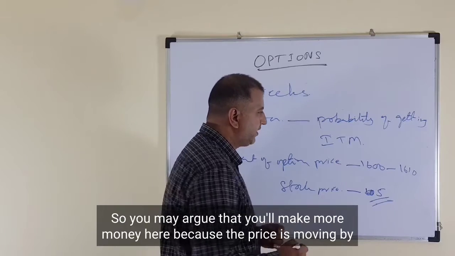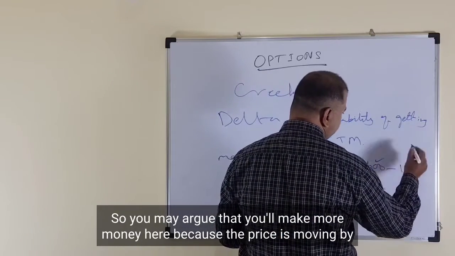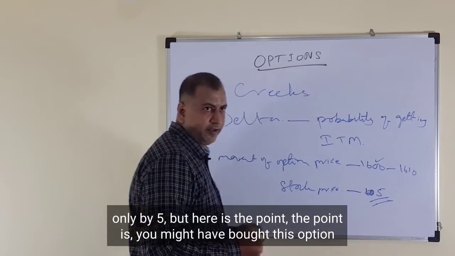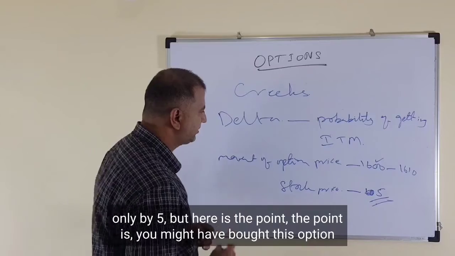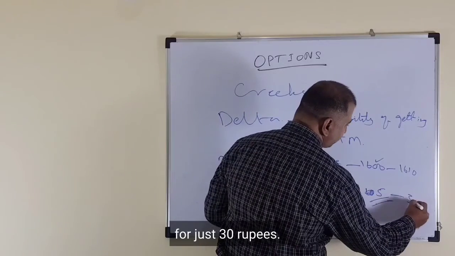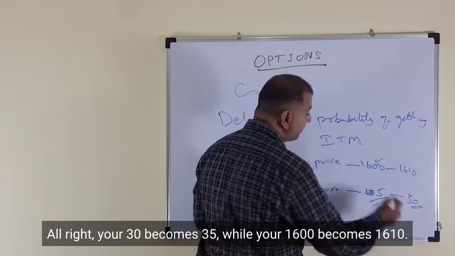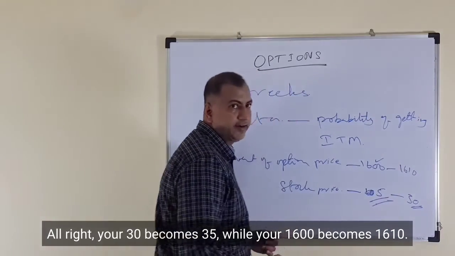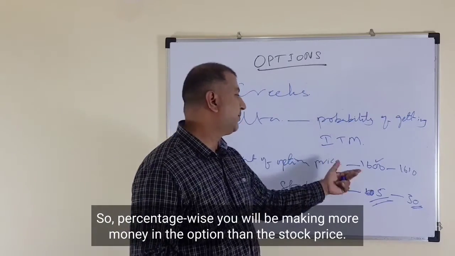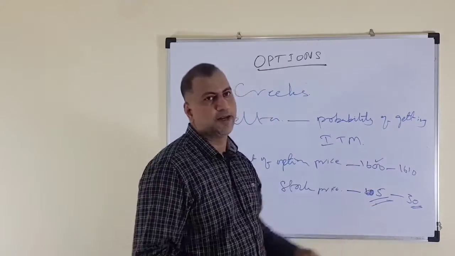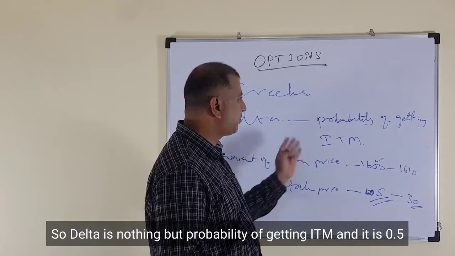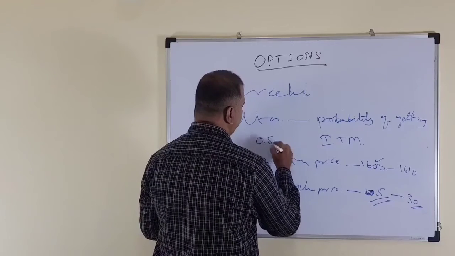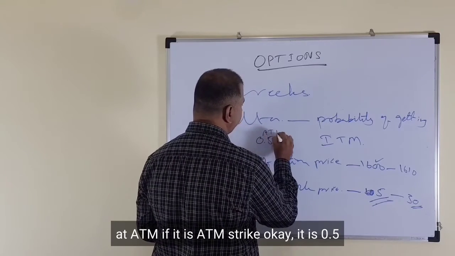So you may argue that you will make more money here because the price is moving by 10, while the option price is moving by only 5. Yeah, but here is the point. You might have bought this option for just 30 rupees. So your 30 becomes 35, while your 1600 becomes 1610. So percentage-wise, you'll be making more money in the option than the stock price. So delta is nothing but probability of getting ITM, and it is 0.5 at ATM, if it is the ATM strike.